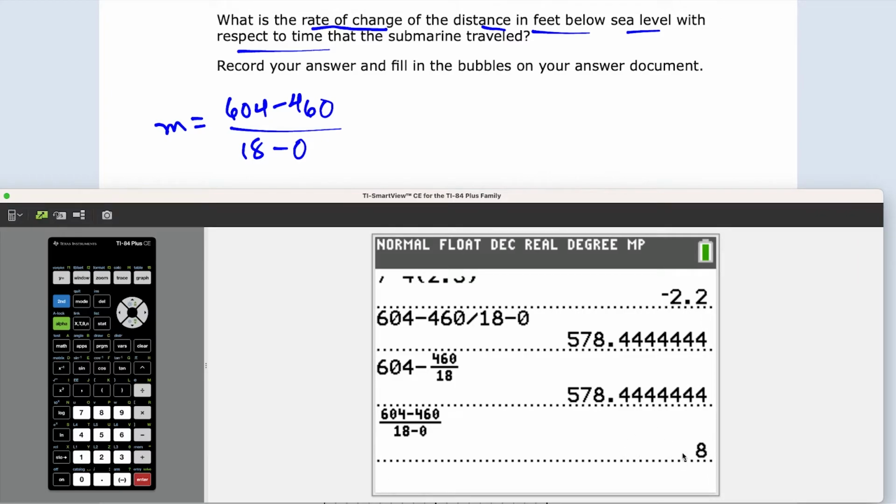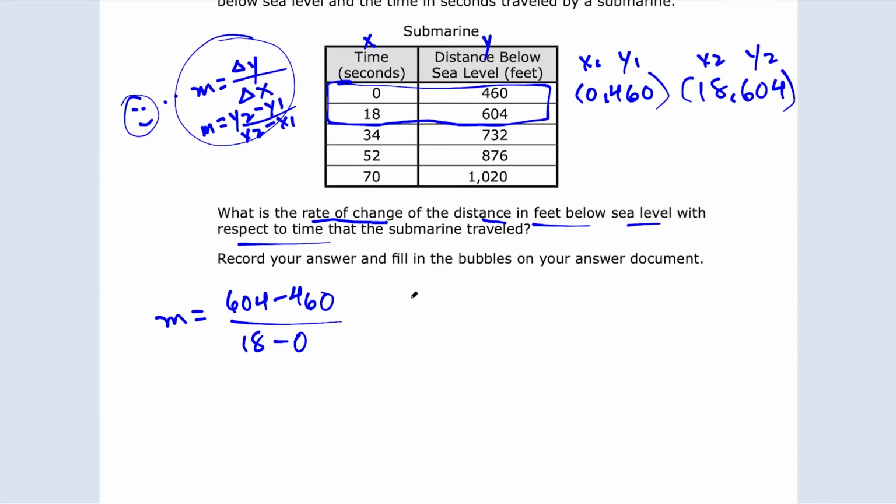This is a way more reasonable number here. Now, if you didn't want to use this fraction form trick, the alpha y equals enter, to do it correctly the way we tried to first, we would do 604 minus 460, and then we would close the parentheses and write divided by 18 minus 0. So you can write it that way, but you just once again have to make sure to use parentheses. And notice we also get 8. So our rate of change here is equal to 8.